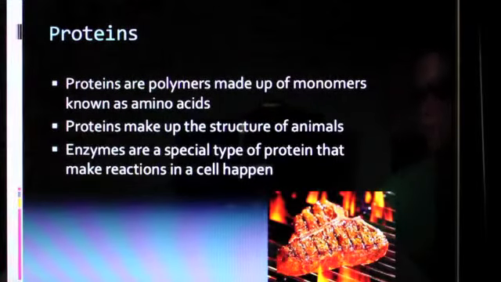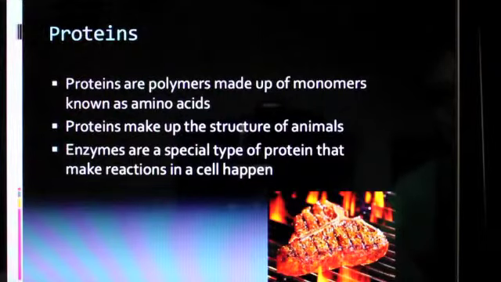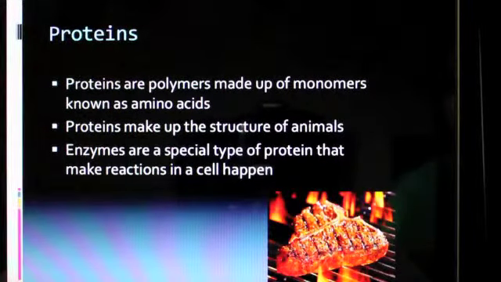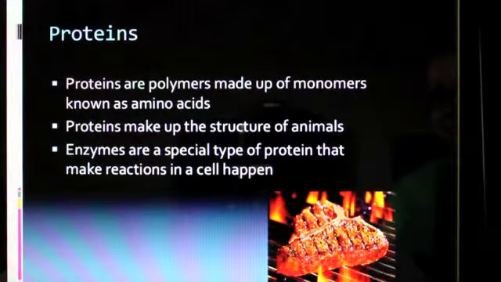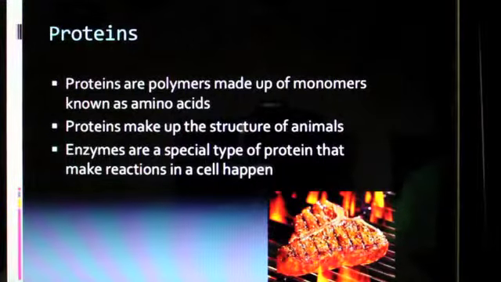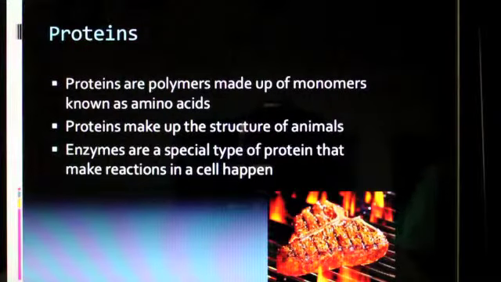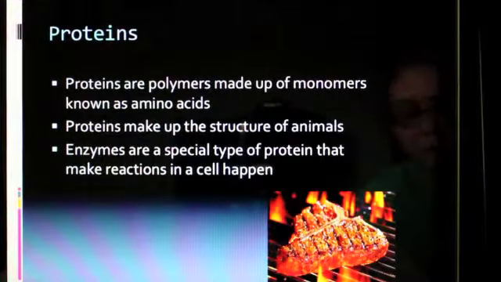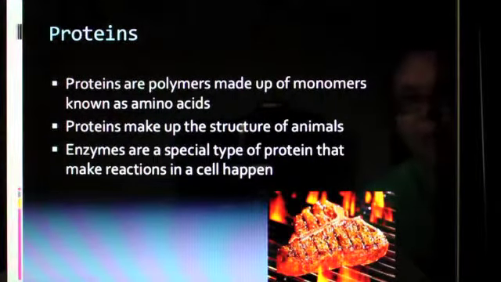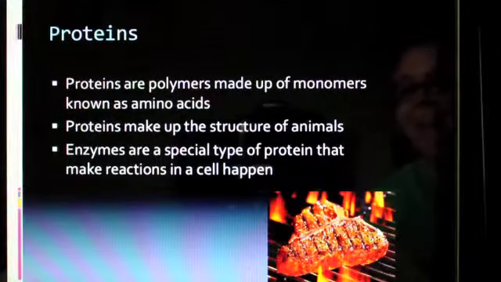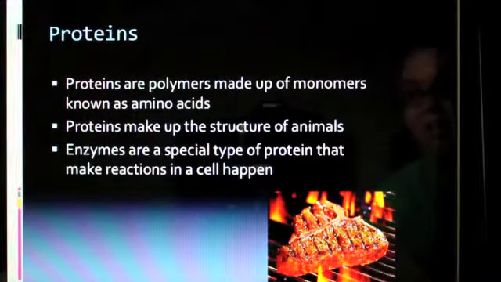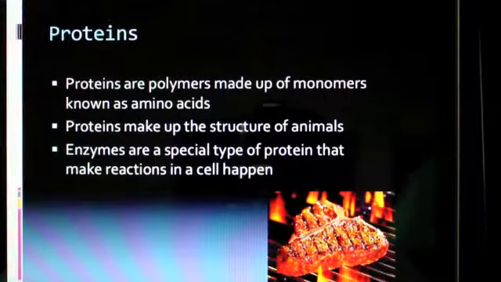Okay, now we're on group 3 out of 4, the proteins, like that juicy steak. Proteins are polymers made up of monomers known as amino acids. Proteins make up the structure of animals. So you are mostly water, and after you take the water out, you're mostly protein. And there's one special kind of protein we'll talk about called enzymes. Enzymes are special types of protein that make reactions in a cell happen.